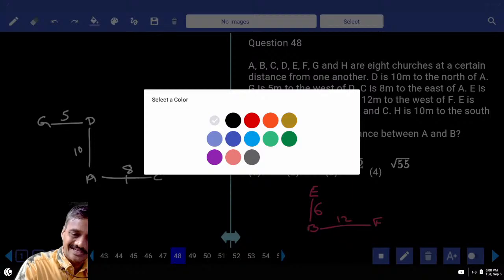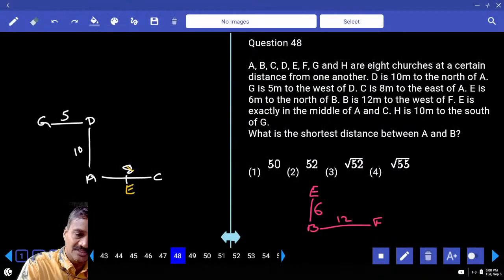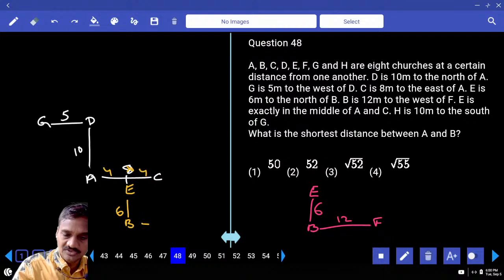E is exactly in between A and C. The distance is how much? 8 meters, 4 and 4. As E is here, then B must be to the south of this one, 6 meters, and F is 12 meters. Now from here to here this is 4 and this is 8, this is F.